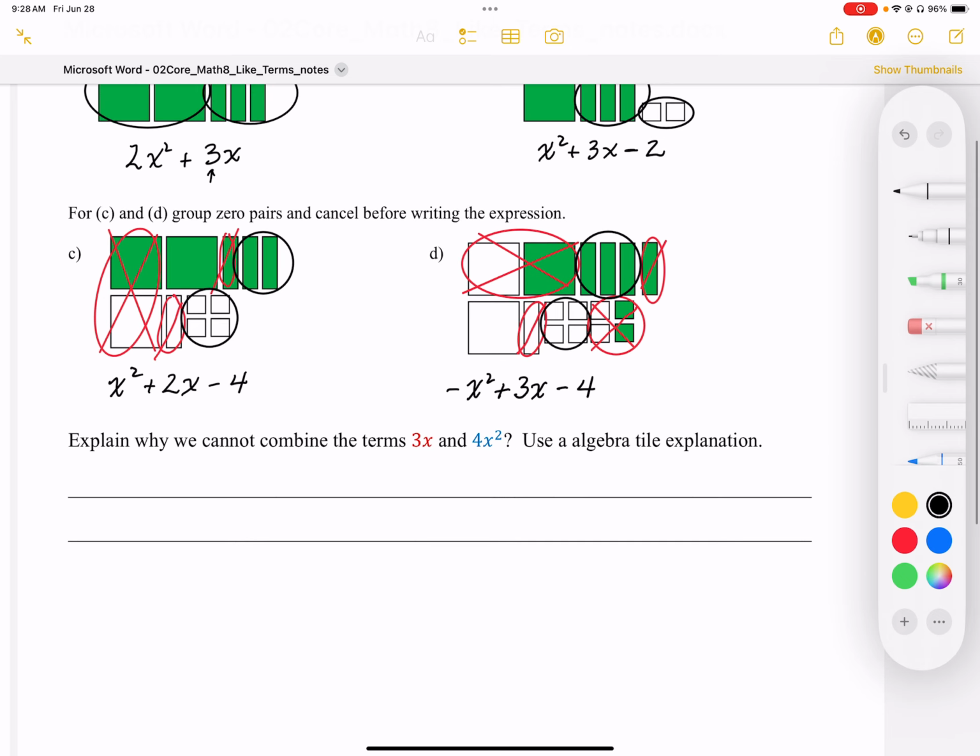So why can't we combine 3x's with 4x squareds? Why can't we get 7x cubed? That seems kind of reasonable, but we would never do that because the easiest explanation is x's and x squares are different shapes. X and x squared are different shapes, and we can't count them together.